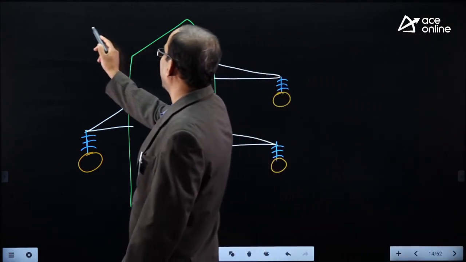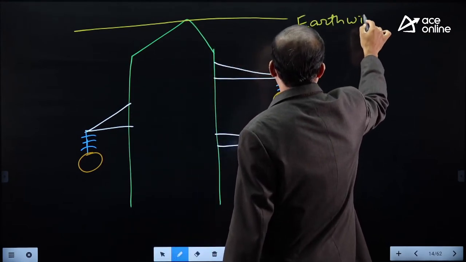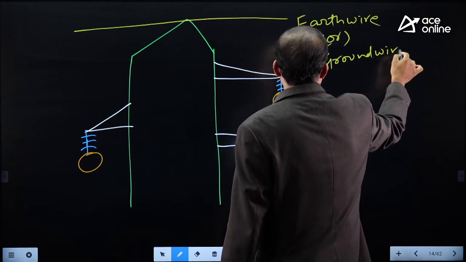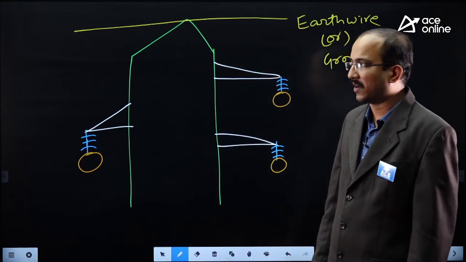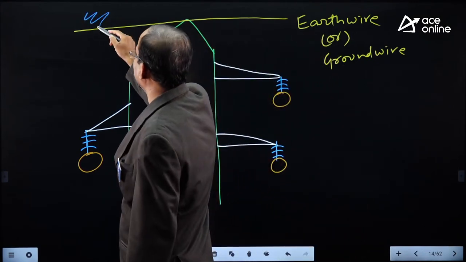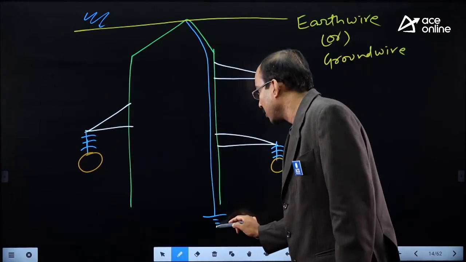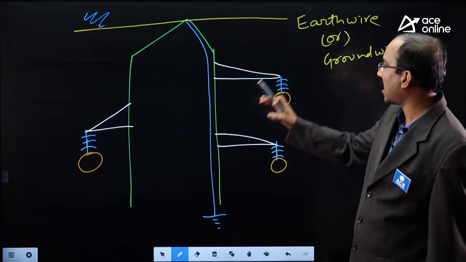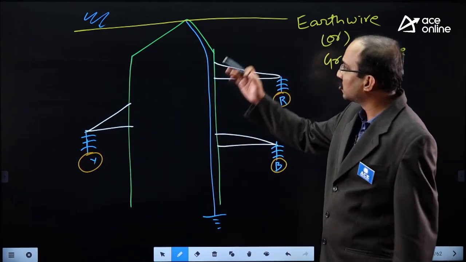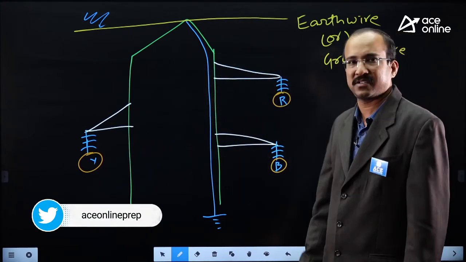Here we'll be running an earth wire, or we can also call it a ground wire. Earth wire or ground wire is run from the top of the tower. So whenever the lightning takes place, it hits the topmost conductor, that is nothing but the earth wire or ground wire, and it is discharged to ground. So lightning will not be allowed into the phase conductors. It will be discharged into the ground because lightning hits the topmost conductor, which is providing the least resistance path.